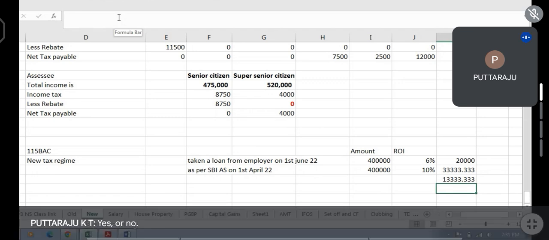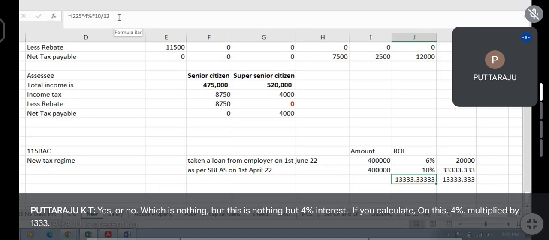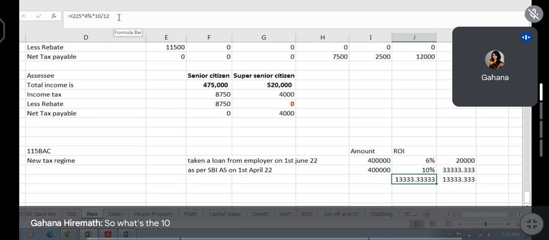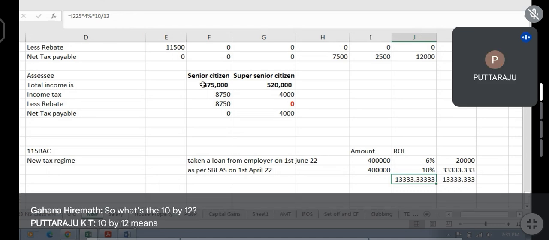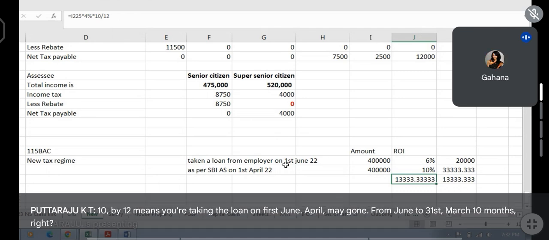Yes or no? This is nothing but 4% interest. If you calculate on this, 4% multiplied by 13,333. So what's the 10/12? 10/12 means you have taken the loan on 1st June. April, May gone. From June to 31st March, 10 months, right? Yes, sir. Got it.